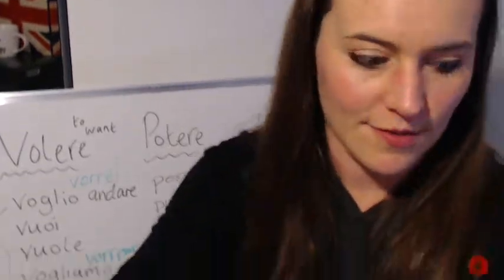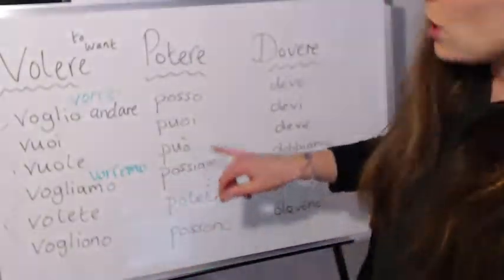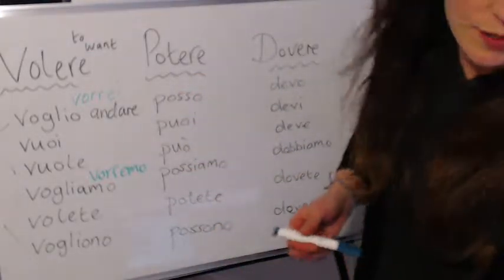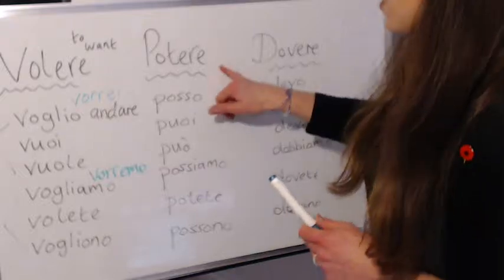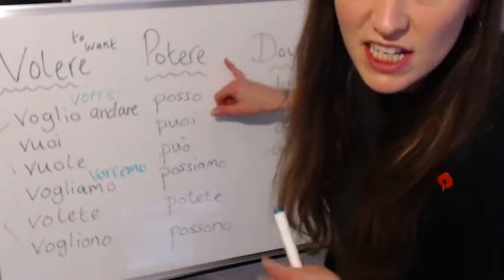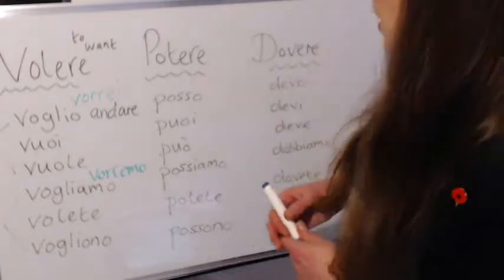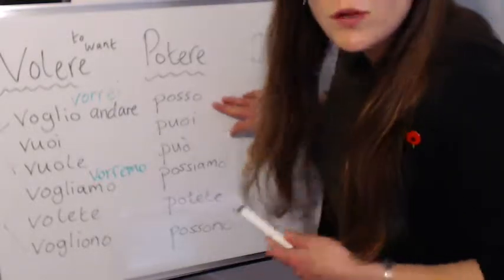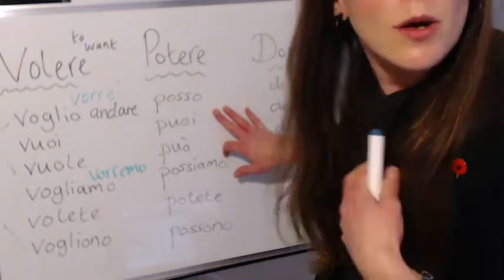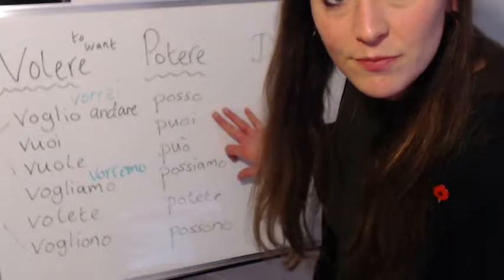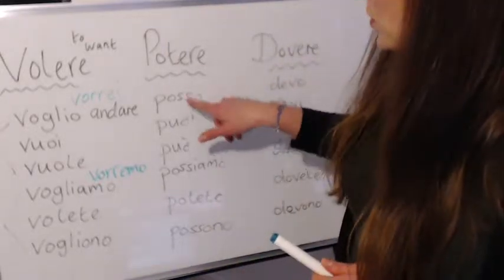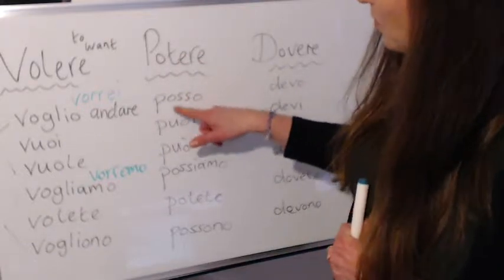Second modal verb is this verb potere. P-O-T-E-R-E. This means to be able to, and it often translates into English as can, like I can. You can also use it for questions, really useful for questions. So, posso pagare adesso? Can I pay now? Posso, so it's got this double S, posso.